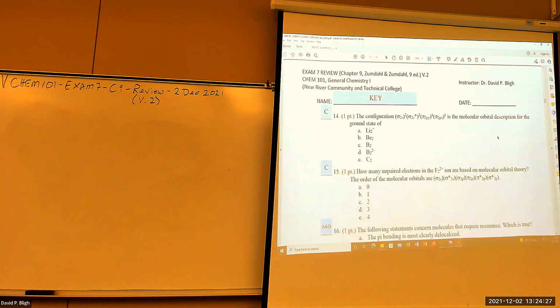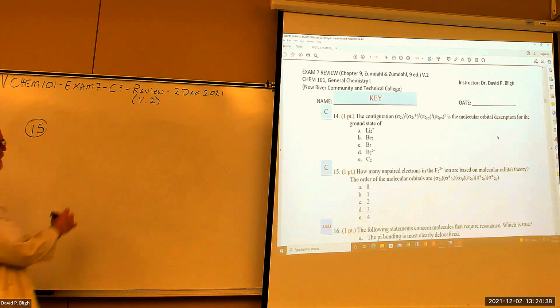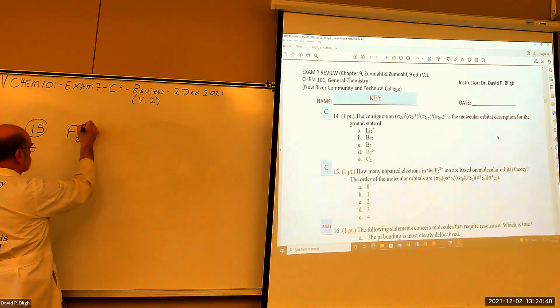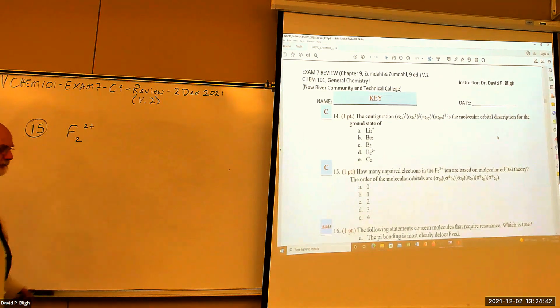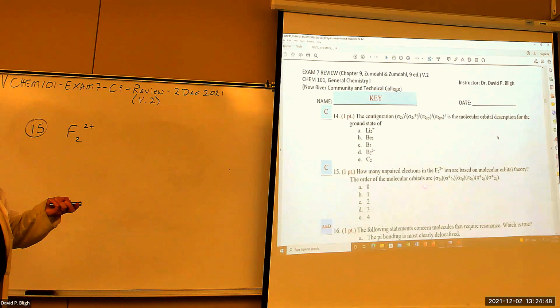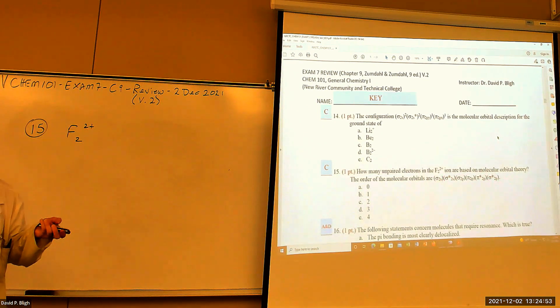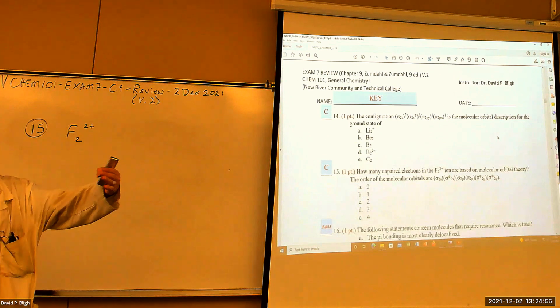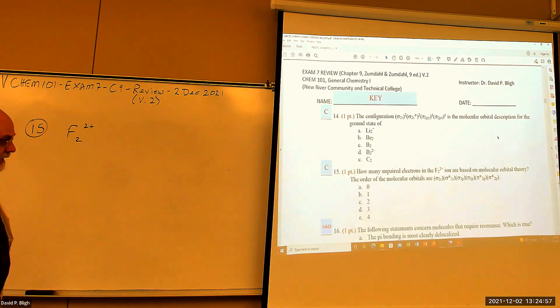Yeah, let's take a look at 15, and then we'll start skipping a few. How many unpaired electrons in the F2 2+ ion? We're looking for unpaired electrons, and it gives you the orbital structure right here. It doesn't tell you where the electrons go. It just tells you that's the order of molecular orbitals for this species.